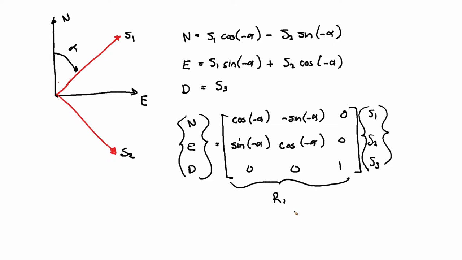Right. So I know the minus alphas are a little strange, but again, it's because we're doing the opposite of what we did last time. We're writing the rotated components in the unrotated frame. And so we're unrotating S1 and S2 back into north and east. Okay.